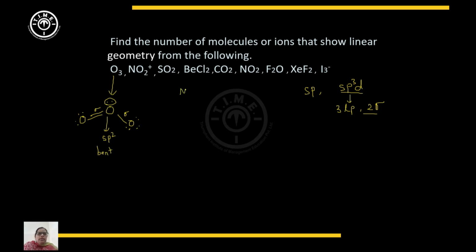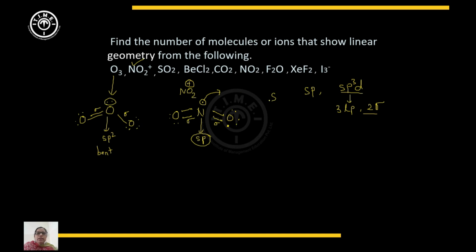In case of NO2 plus, nitrogen having the 5 electrons, 1, 2, 3, 4, 5, and oxygen is 1, 2, 3, 4, 5, 6. This oxygen also having the 6 electrons like this. So they are forming the double bonds with the central nitrogen atom, and this electron is lost by the nitrogen. That's why you got the positive charge. So the type of hybridization on this nitrogen, this is 1 sigma, 1 sigma. So it is a sp hybridization and it is a linear geometry. So this is linear geometry.